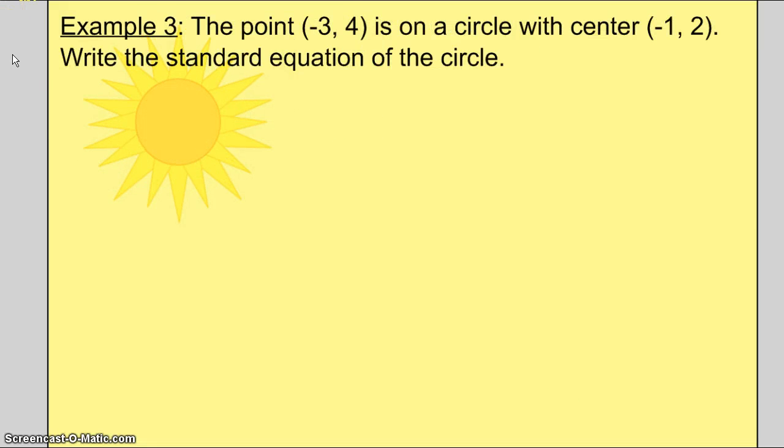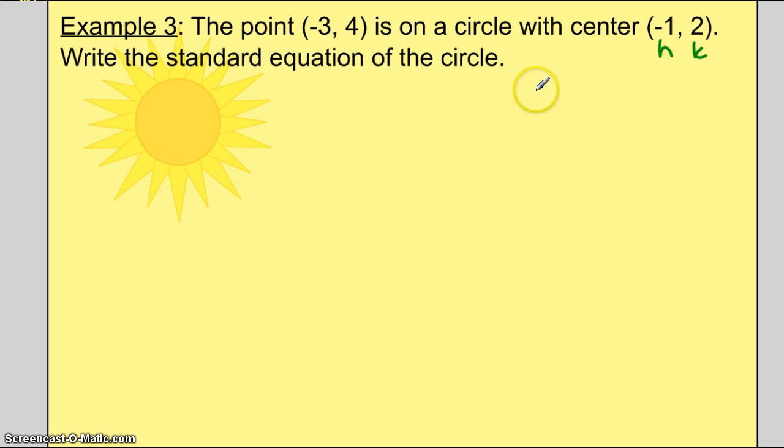So let's try another one. This one has a point on the circle at -3, 4 and a center at -1, 2. Well, my center is my h, k. But Mrs. Benner, they didn't give me a radius. Crap.